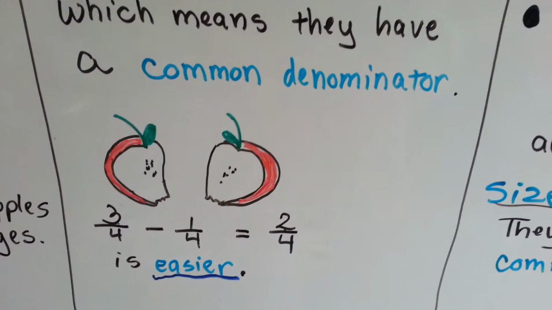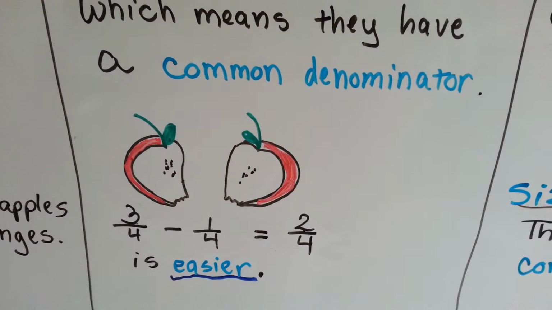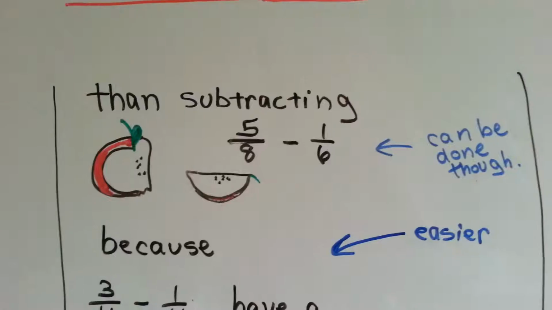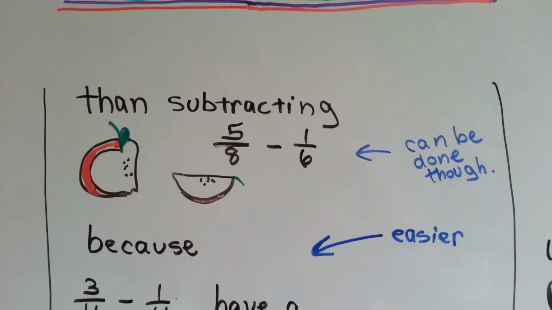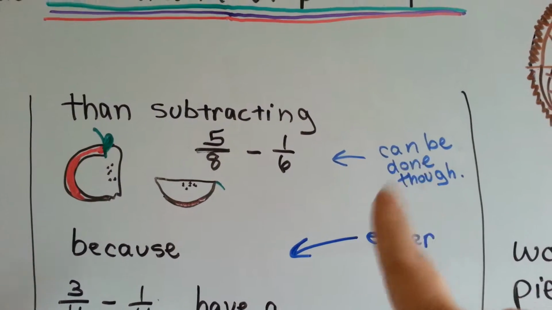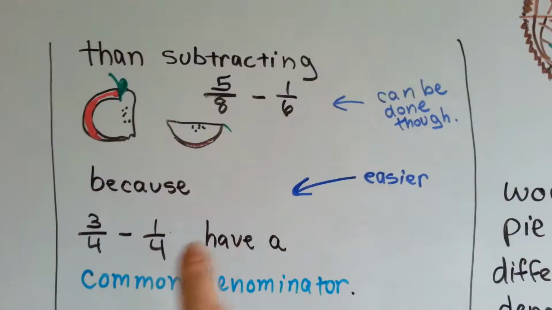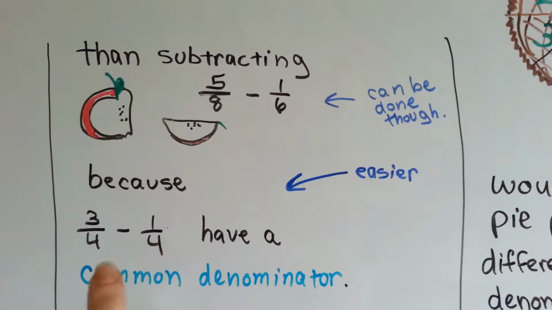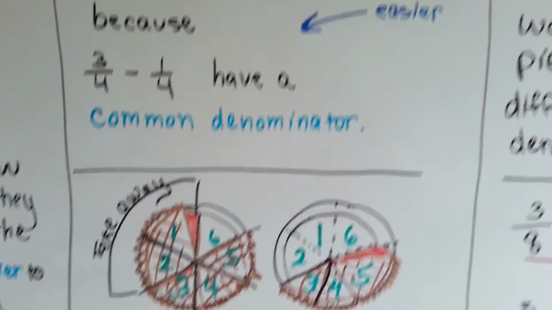If you have 3/4 of an apple and take away 1/4, it equals 2/4. See? It's easier because they have a common denominator. It's easier than having 5/8 of an apple and taking away 1/6. Yes, you can do this. It can be done. It's just that this is easier because they have a common denominator. They both have a 4, okay? You can do it. This is easier, all right?